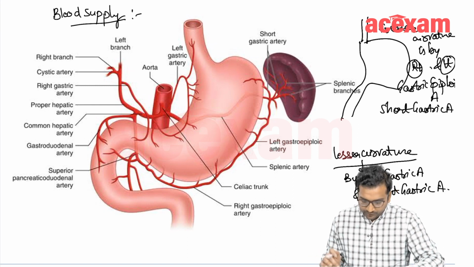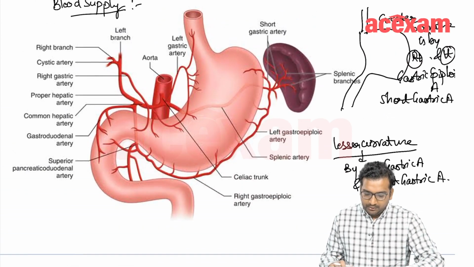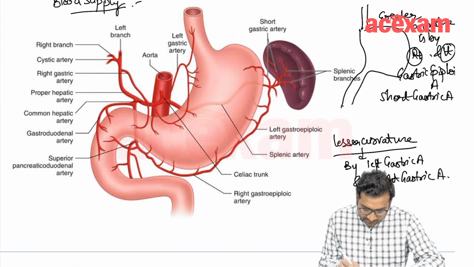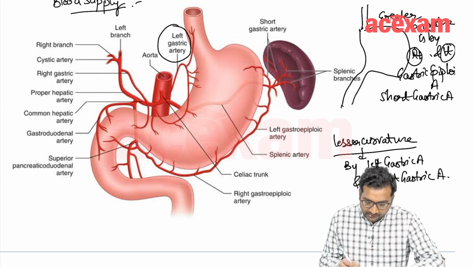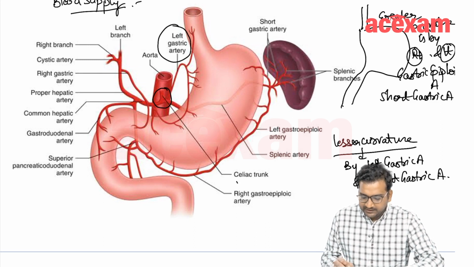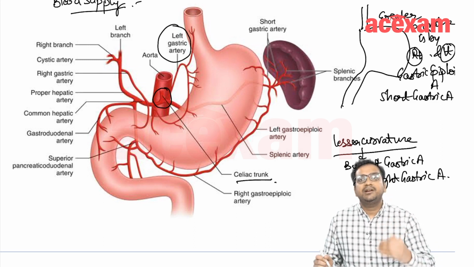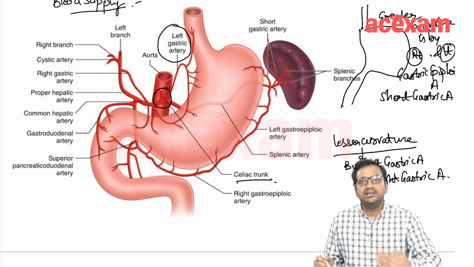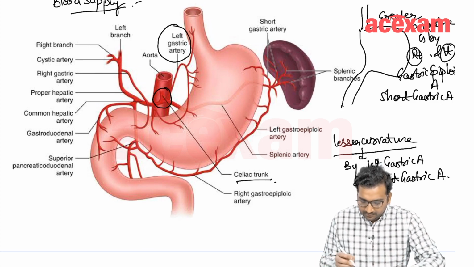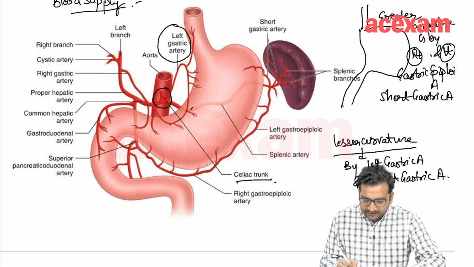Okay, so now you can see here, just see in the diagram, like this is the left gastric artery. This left gastric artery is originating from here, and this is what? This is celiac trunk. So left gastric artery is a branch of celiac trunk. It is actually a direct branch of celiac trunk. Okay. Then you can see here, this is right gastric artery, and here left gastric and right gastric are making a connection. Okay.